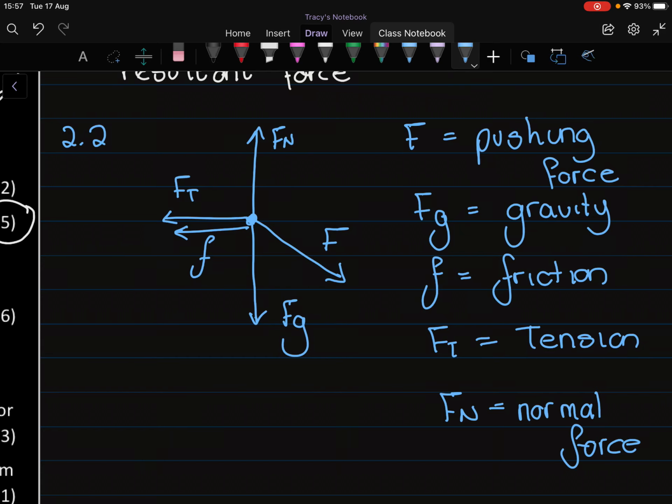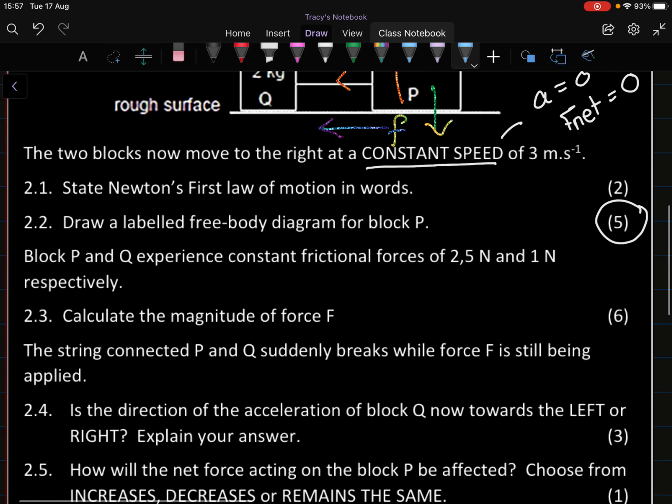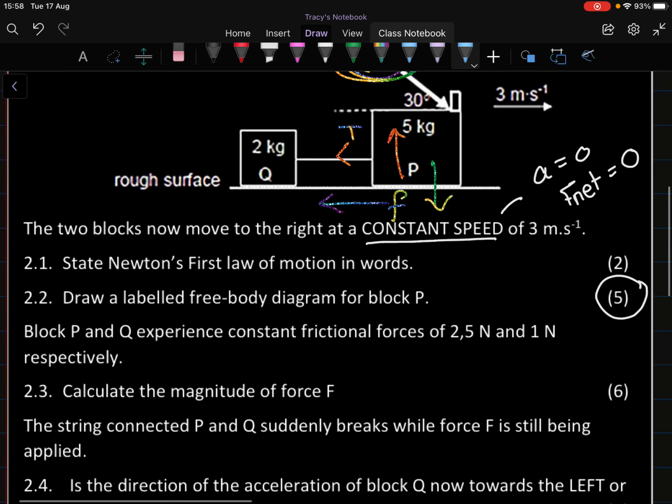Right. Now they say to you, block P experiences a constant frictional force of 2.5 newtons and Q 1 newton. So friction here is 2.5 newtons and friction there is 1 newton. They want the magnitude of force F.